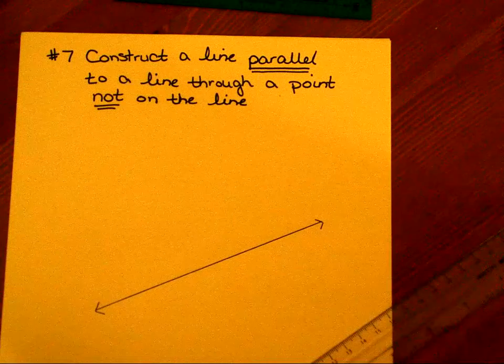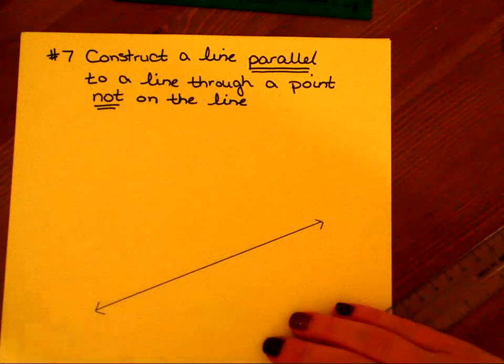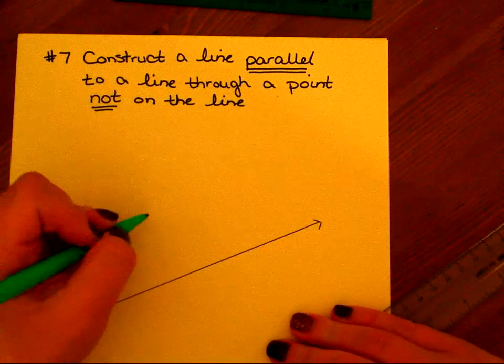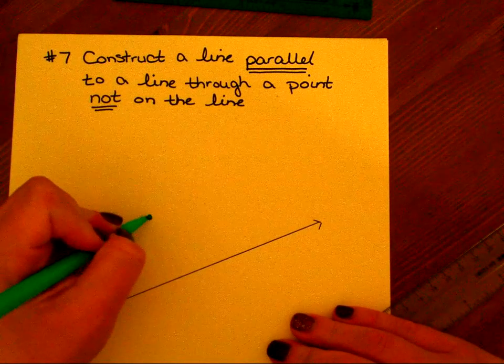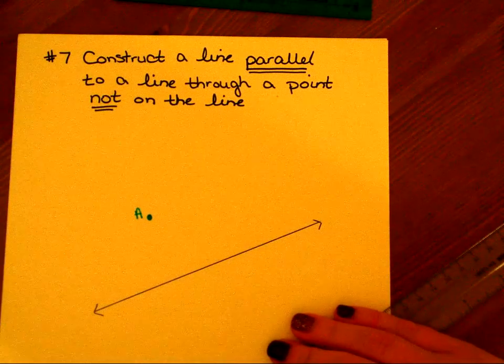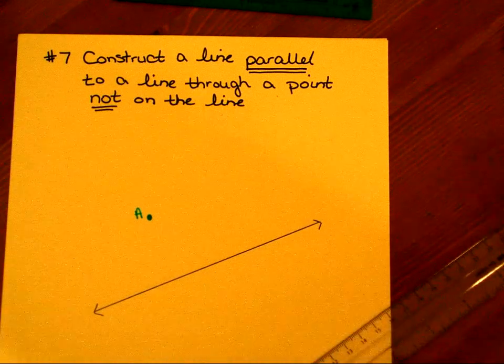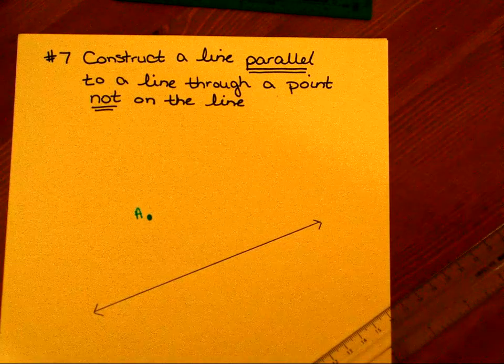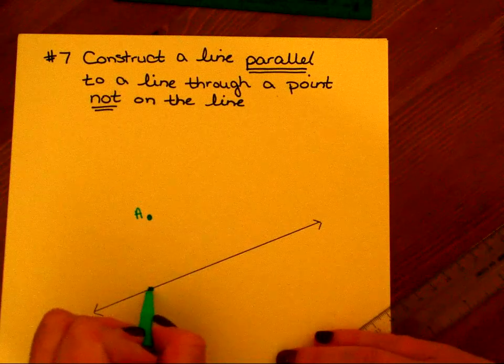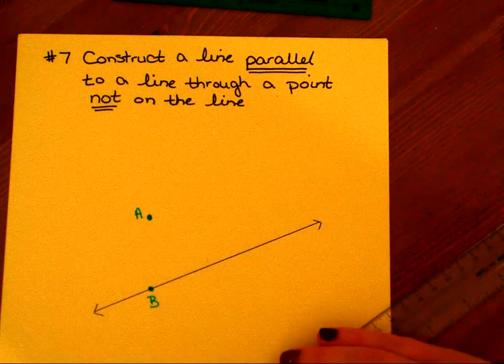Now we need a point that's not on the line. So again, I'm going to just put a point. You can put it above, you can put it below. I'm going to put it right around here, and I'm going to label this point A. So for my first step, I need a second point. I need another one down here to work off of on my original line. I'm going to name this one B.